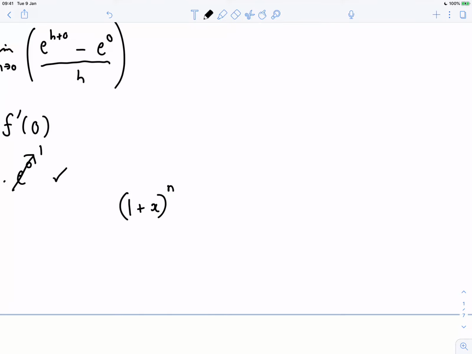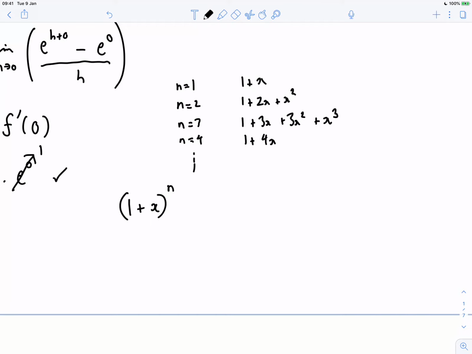And let's just deal with a couple of terms. Let's say I'm dealing with n is 1, then n is 2, then n is 3, then n is 4, and so on and so on. When n is 1, I'm just going to have 1 plus x. When n is 2, I'm going to have 1 plus 2x plus x squared. When n is 3, I'm going to have 1 plus 3x plus 3x squared plus x cubed. When n is 4, I'm going to have 1 plus 4x plus 6x squared plus 4x cubed plus x to the 4. And so on and so on and so on.